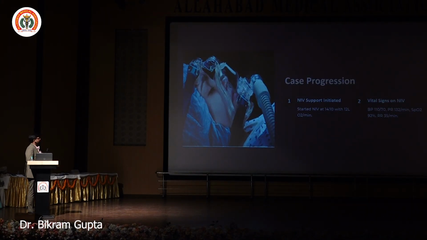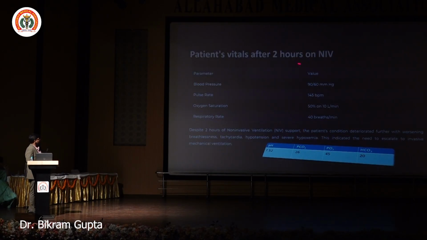Coming to the case, on the basis of these clinical criteria, whether you use the Berlin criteria or the updated global definition criteria, the patient is fitting into a moderate to severe ARDS case. The patient was given first aid in the emergency and started on NIV support with an IPAP of 14 and EPAP of 10, and oxygen started at 12 liters. Vital signs on NIV: BP is 110/70, pulse rate is 132 per minute, SpO2 is 92% and respiratory rate is 35 per minute. After 2 hours on NIV, the patient's vitals deteriorated.